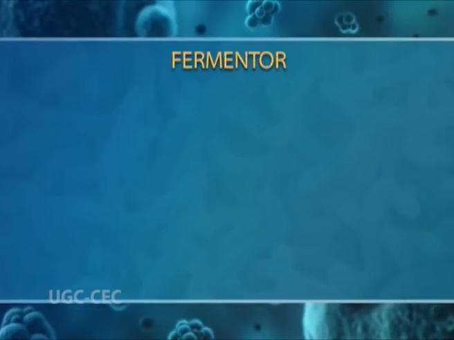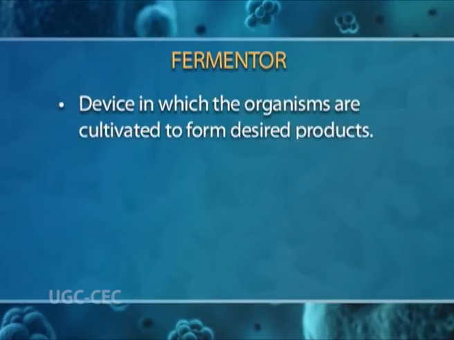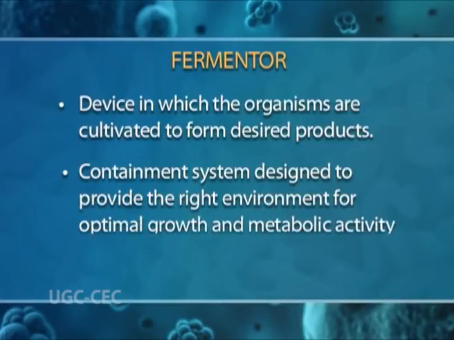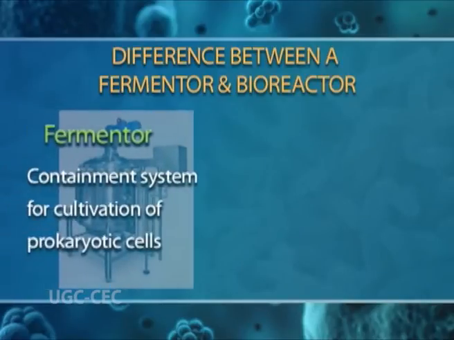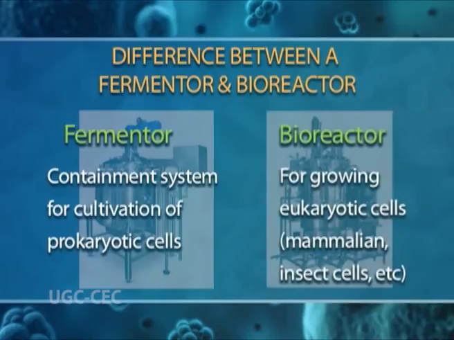A fermenter is basically a device in which the organisms are cultivated to form desired products. It is a containment system designed to provide the right environment for optimal growth and metabolic activity of the organism. A fermenter usually refers to the containment system for the cultivation of prokaryotic cells, while a bioreactor grows the eukaryotic cells, mammalian, insect cells, etc.